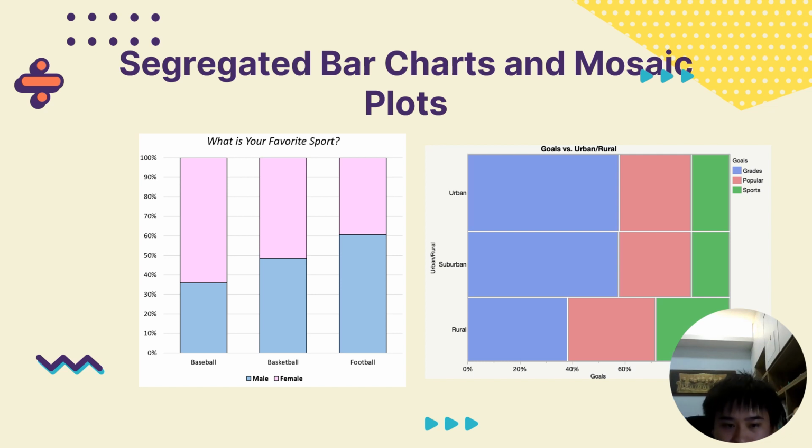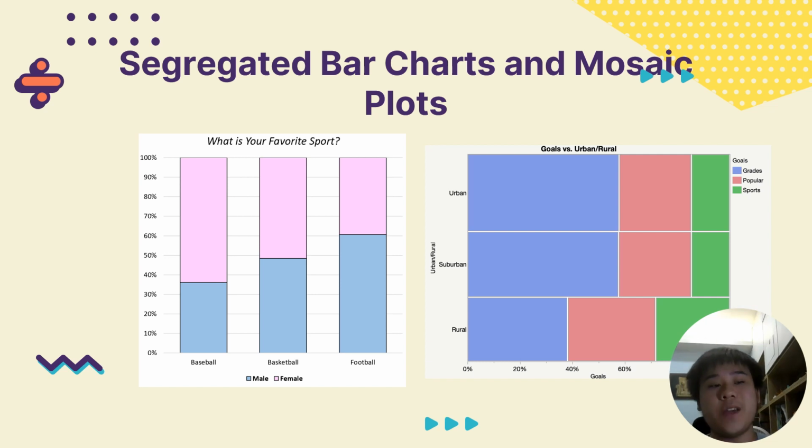Male, you can see male. Sorry. So basically, you can see 35% of males like basketball, and 65% of females like basketball as well. Favorite sport is basketball. So you can basically see the result of two at the same time. Same thing for the mosaic plot as well. You can see urban and grades. We have about 60% for both urban and suburban, and for rural you can see only about 39%.